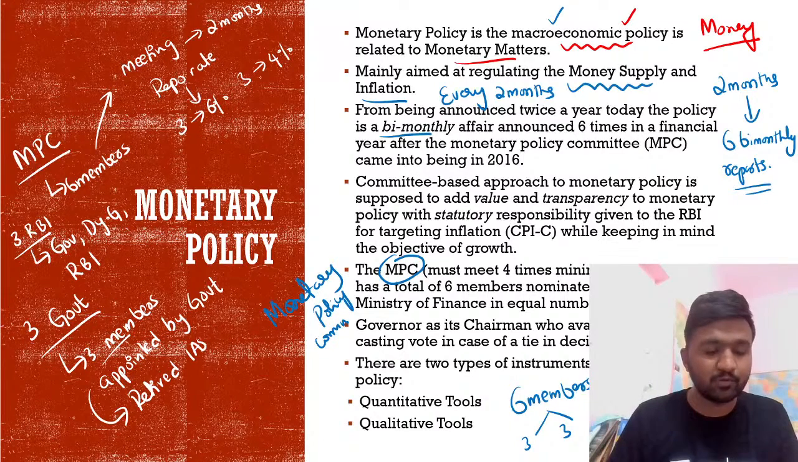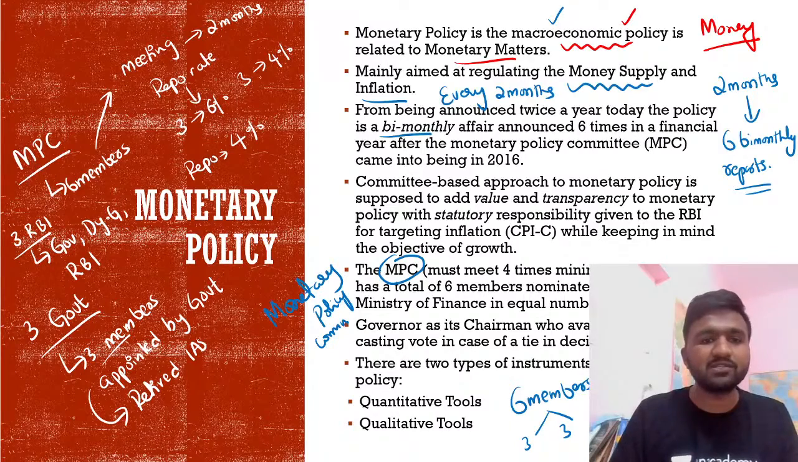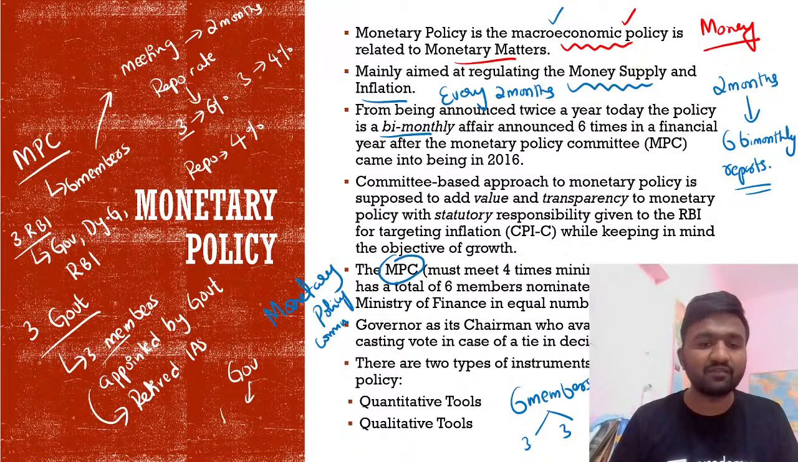They announced the repo rate. They left the repo rate unchanged at 4%. The current repo rate is 4%. Okay, what happens if 3 people say 6% and 3 people say 4%? At that time, the governor will decide the final decision.